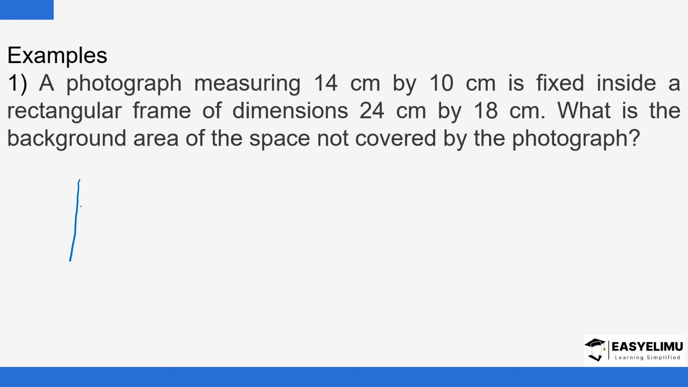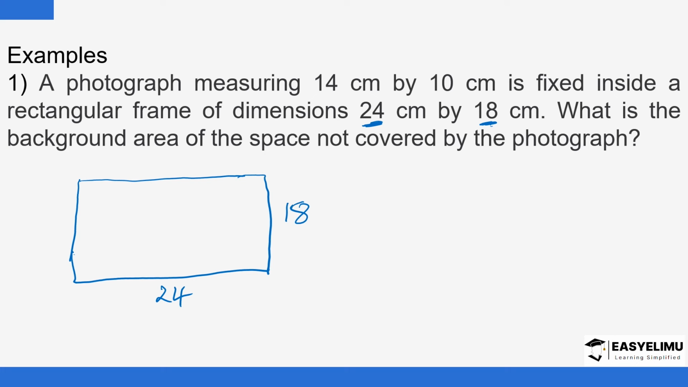So we have the frame, which is bigger. This is our frame. The frame has dimensions 24, which is the length, and 18. You see we have two dimensions given, 24 and 18. The longer side is supposed to be the length. If you compare 24 and 18, 24 is longer, so that becomes the length, and 18 is shorter, so that becomes the width. So we have 18 here.